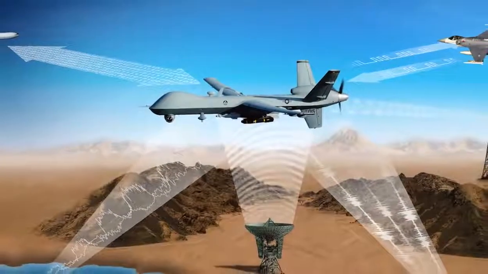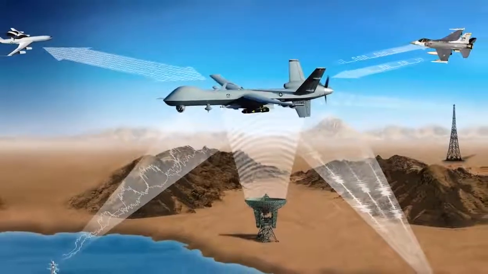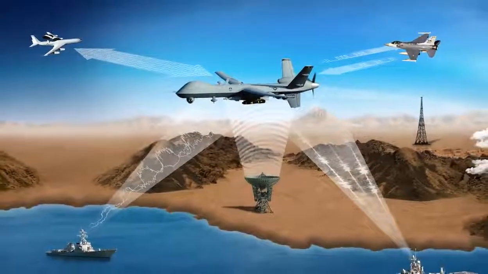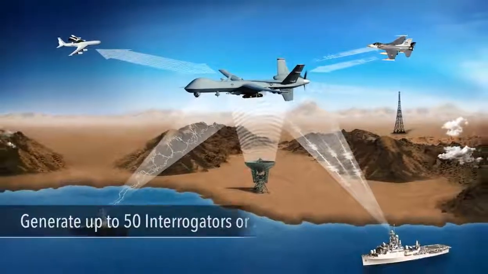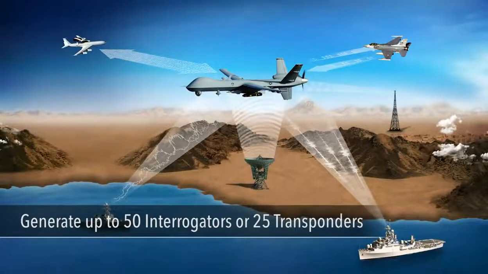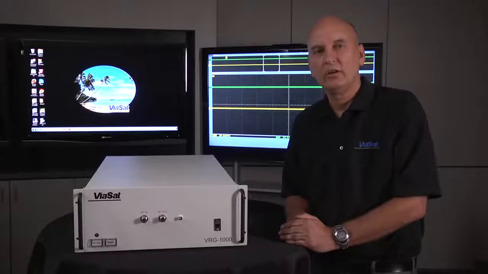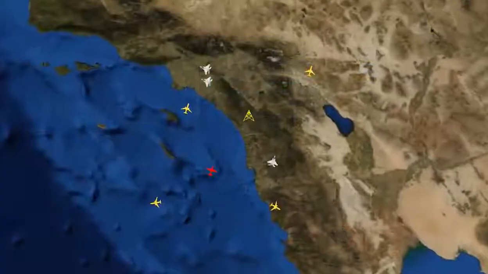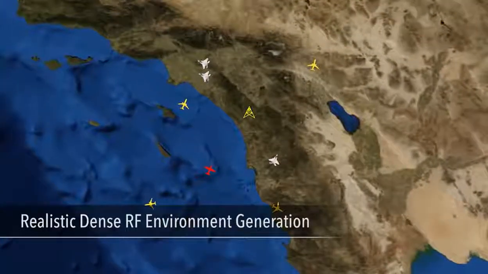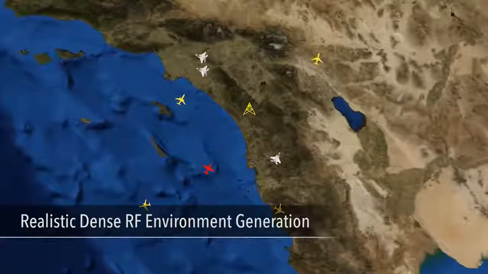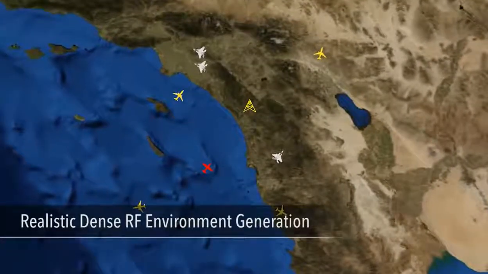The ViaG allows the user to create up to 50 independent platforms, air, sea, land, ground, and fixed, and the user can create up to 50 independent Mark 12A interrogators or 25 independent replies. The ViaG is capable of generating all Mark 12A modes. For the encrypted modes, the ViaG interacts with a real crypto device, either a KIV77 or a Celex SIT 2010. All the RF that is generated by the ViaG is coherent for each of the platforms and emitters in this scenario. The ViaG generates a realistic, dense RF environment for testing interrogators and transponders.